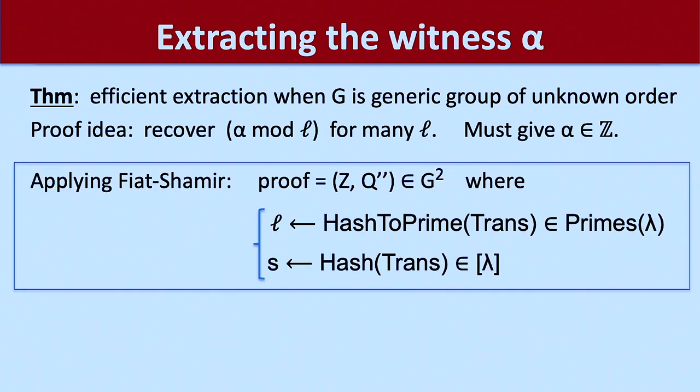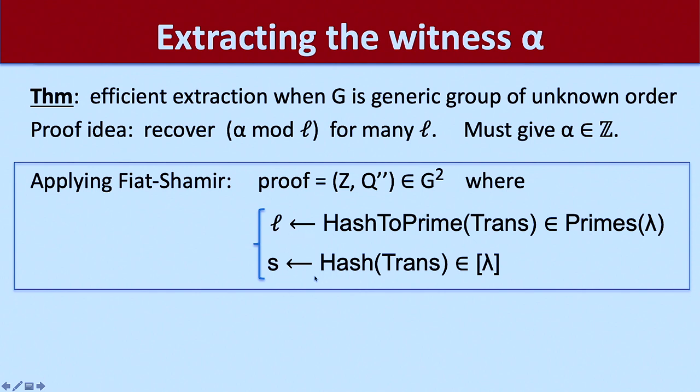Of course, I guess Henry on Wednesday said that we cryptographers just say use Fiat-Shamir and leave it to the developers to figure out how to do it. So I just wanted to be explicit. The proof really is this element Z and Q double prime. So the proof is just two elements in the group of unknown order. And the way you generate the prime is you do a hash to prime on the transcript.